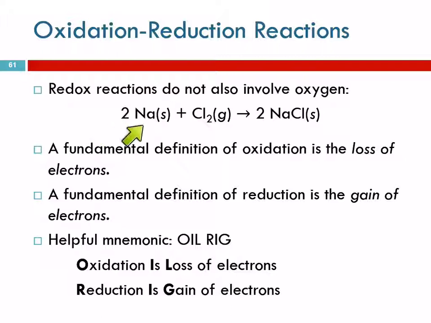Here's an example. The reaction of sodium metal with chlorine gas produces sodium chloride. This is an oxidation-reduction reaction, but there's no oxygen present. If we look at the fundamental definition of oxidation as being the loss of electrons, and the definition of reduction as being the gain of electrons, we can see why this reaction is an oxidation-reduction reaction.